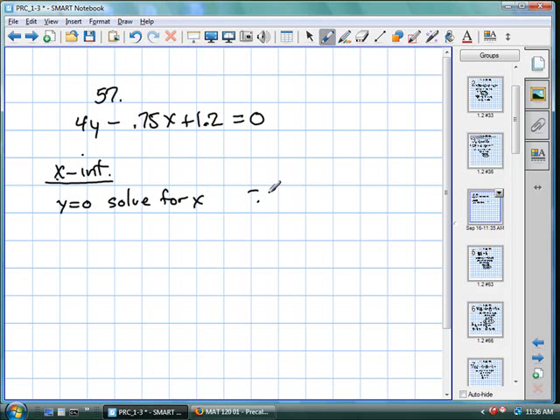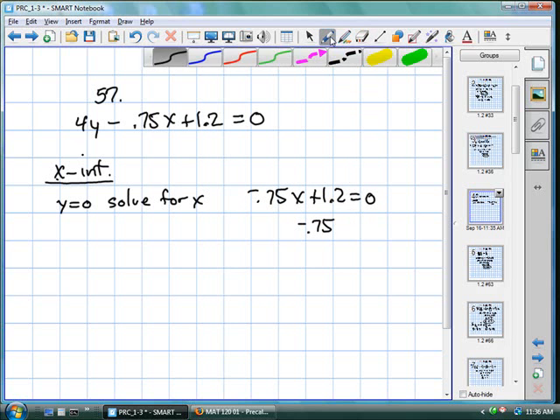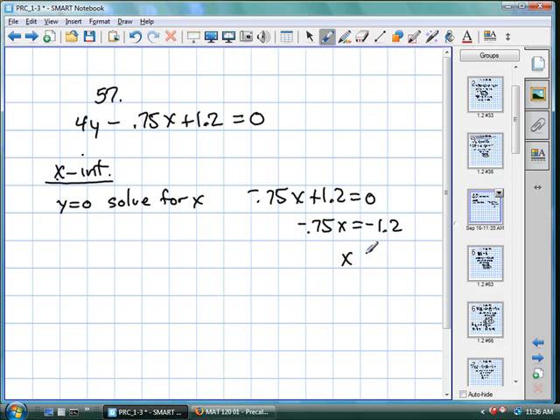We get negative 0.75x plus 1.2 equals 0. And it's very easy to solve for x. You could subtract 1.2 from both sides. And then divide both sides by negative 0.75.